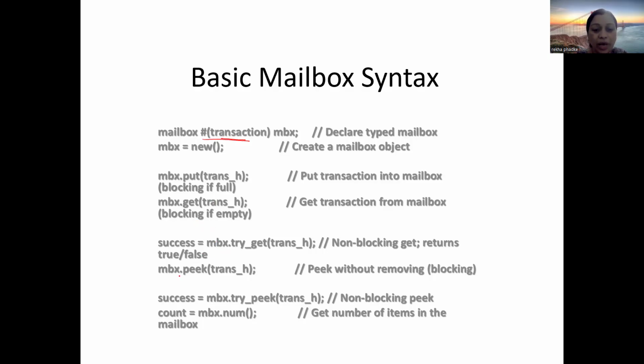Okay, so we also have mbx.peek, which is peeking without removing the data, and mbx.try_peek, which is non-blocking peek. So like blocking peek, we have non-blocking peek also. And if I just want to know how many items are available in the mailbox, I can use the command mbx.num, which tells me the number of items present in the mailbox, and that is returned to a variable. You can store it. For example, here I'm storing the number of items in the mailbox in a variable called count. So these are the different syntaxes of mailbox.